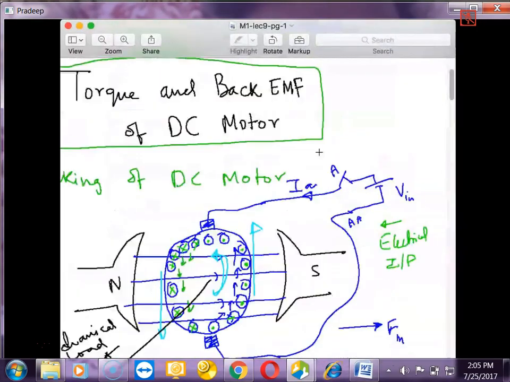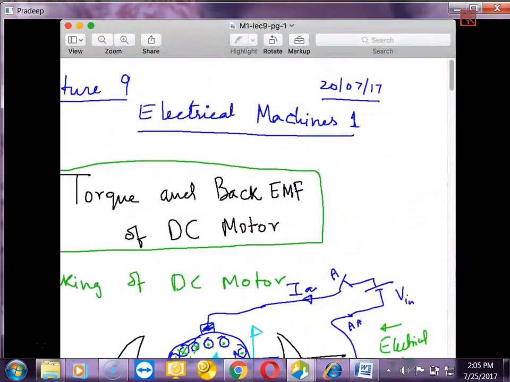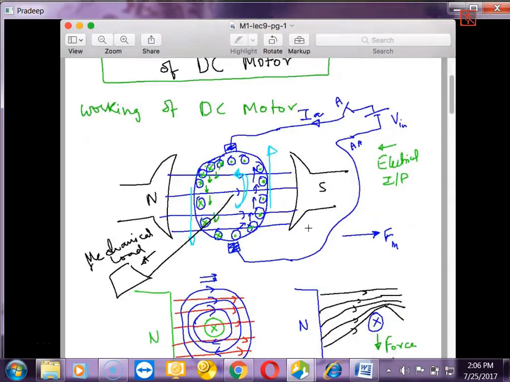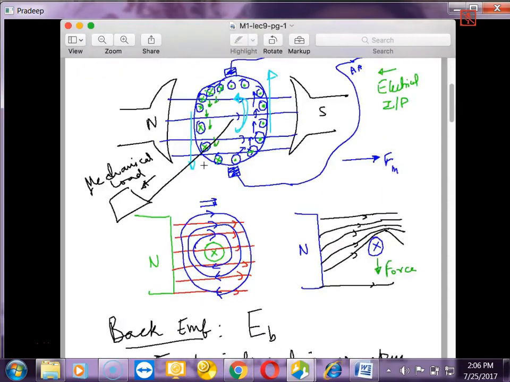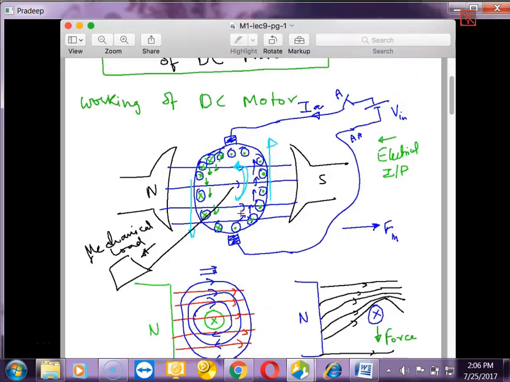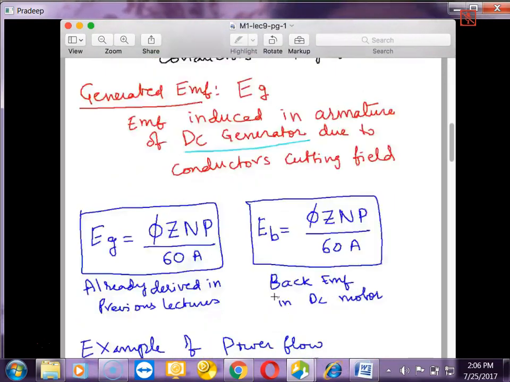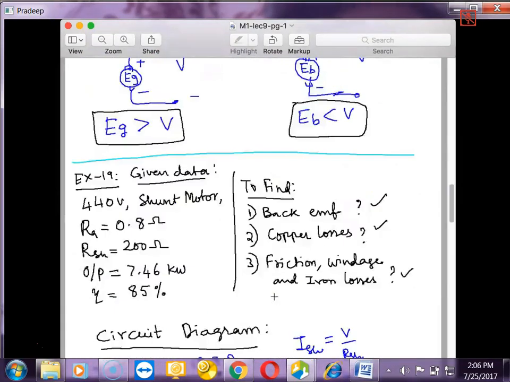So we had discussed torque and back EMF in a DC motor. I started by explaining the working principle of a DC motor. Then we looked at the back EMF and the generated EMF, and then we solved some problems on that.